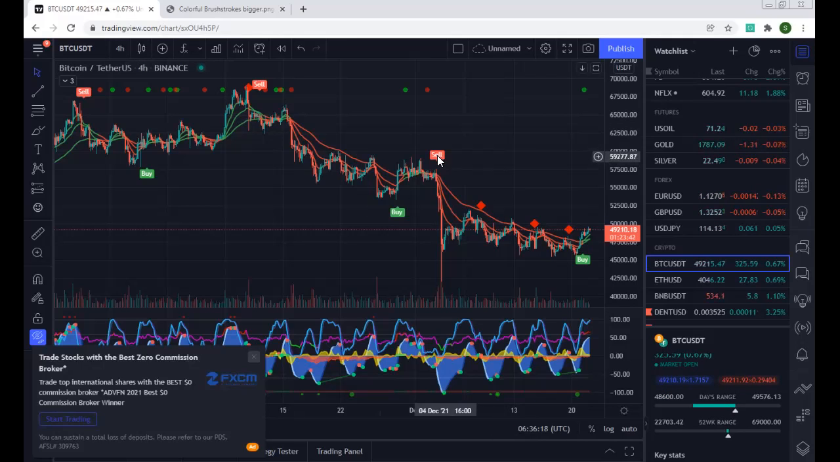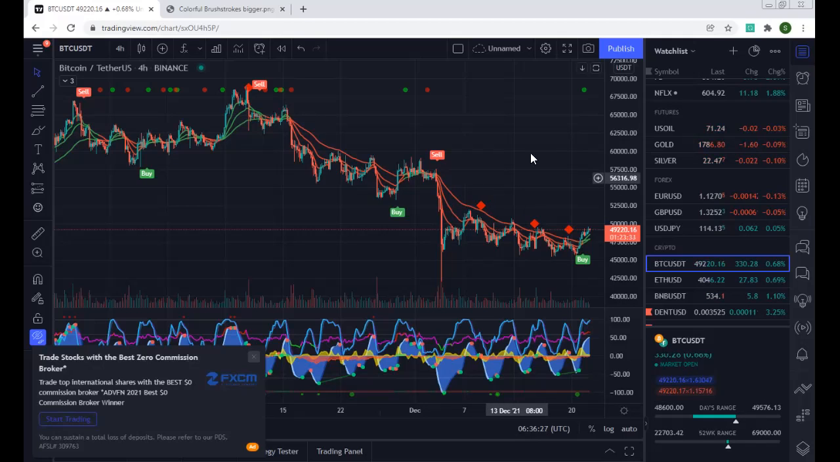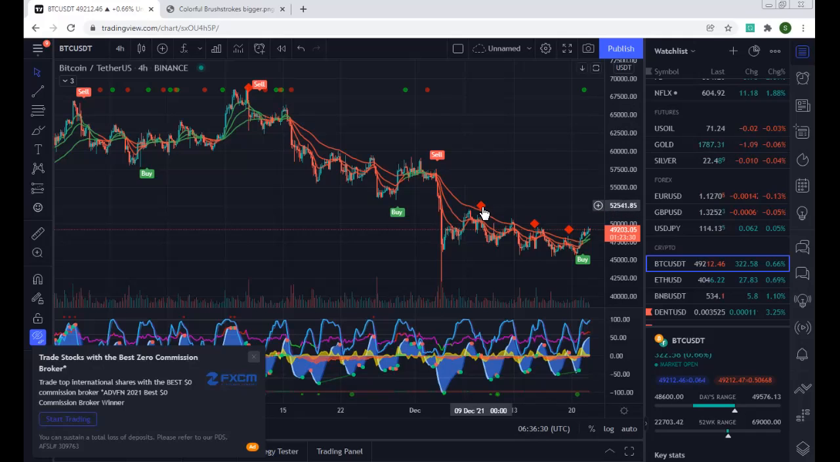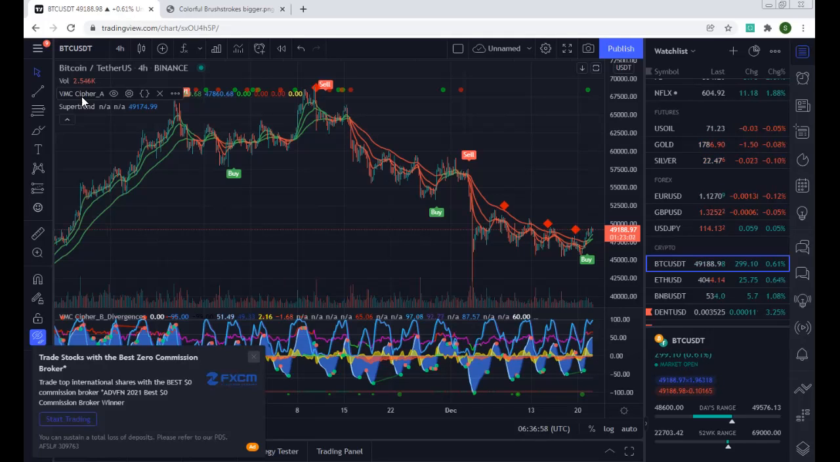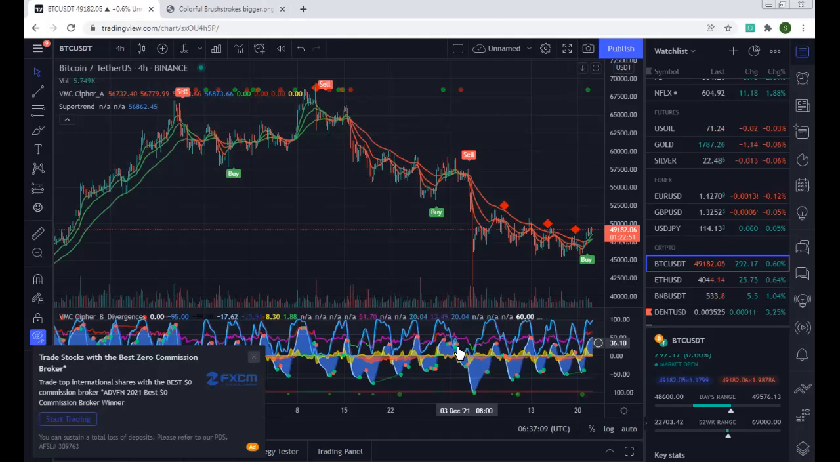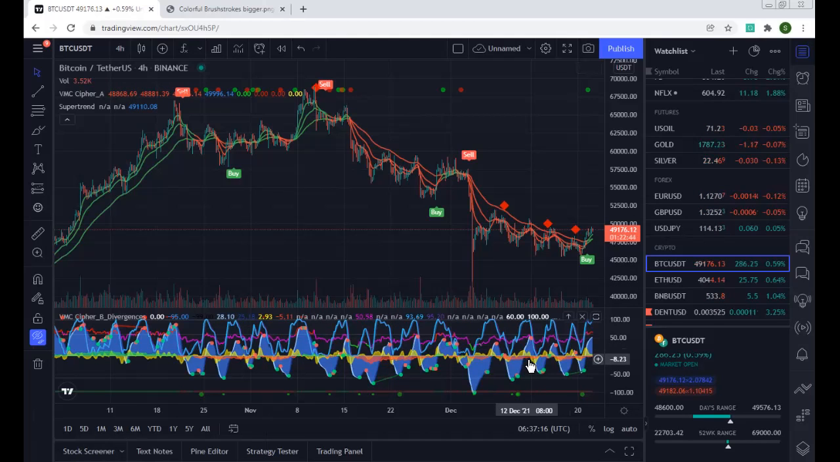The first indicator here that we have is the VMCA indicator, which is the green dots, the diamonds, and the EMA ribbons. Now, I've modified the VMCA indicator. There are more indicators. Sometimes you get too many indicators and too much information, okay? The other indicator we're using here is Super Trend, buy and sell indicator. And the third indicator is the VMC Cipher B indicator.